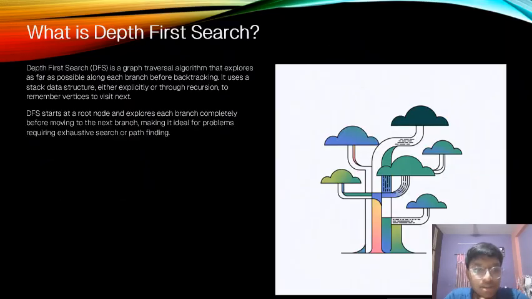What is depth first search? Depth first search is a traversal algorithm that explores as far as possible along each branch before backtracking. It uses a stack data structure, either explicitly or through recursion, to remember vertices to visit next. DFS starts at a root node and explores each branch completely before moving to the next branch, making it ideal for problems requiring exhaustive search or path finding.